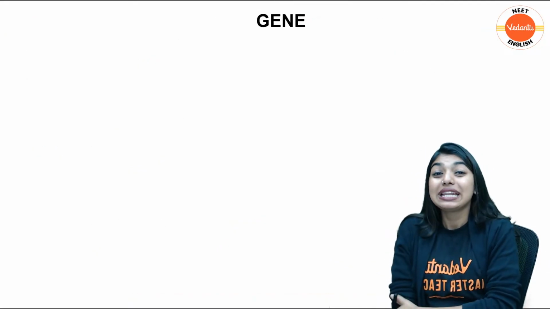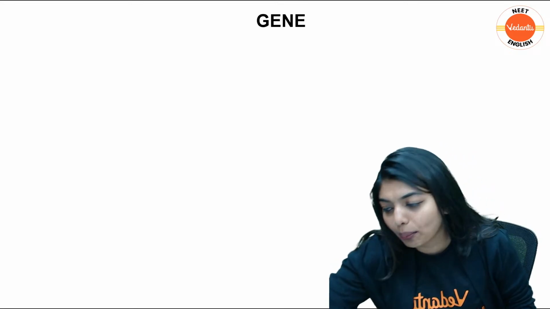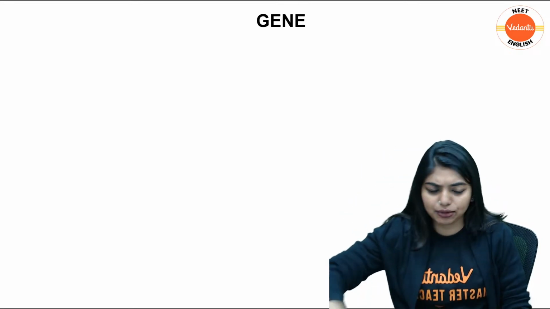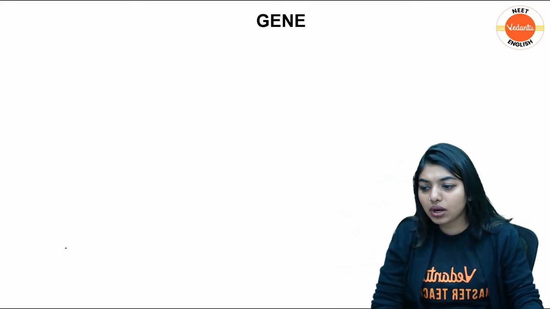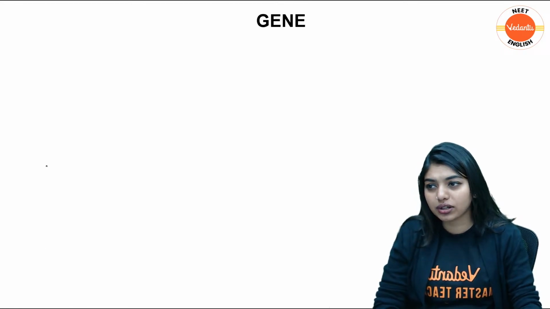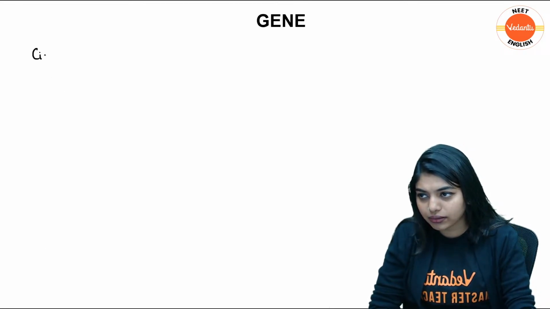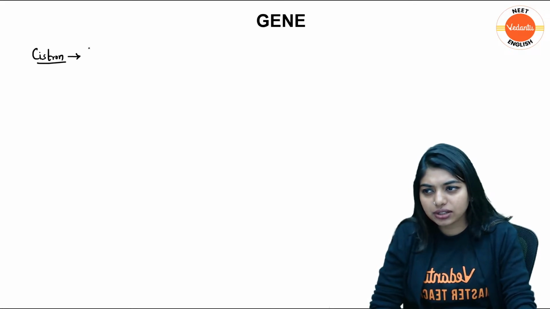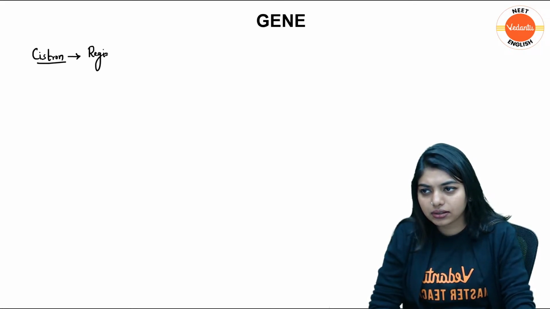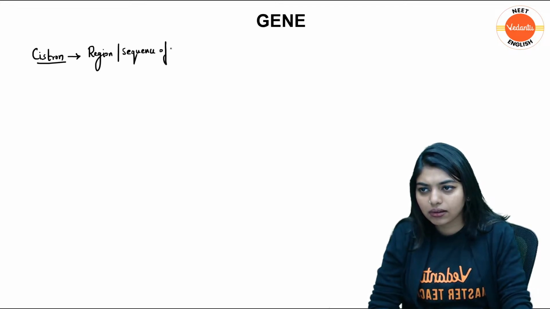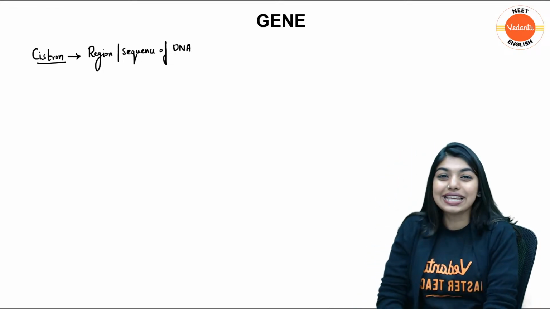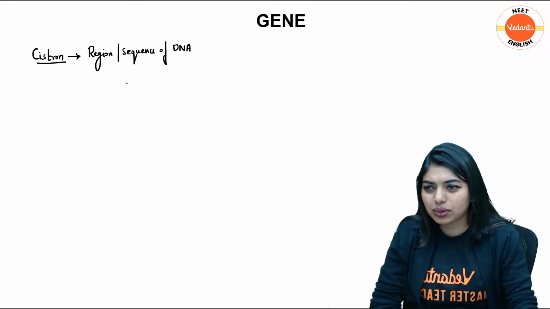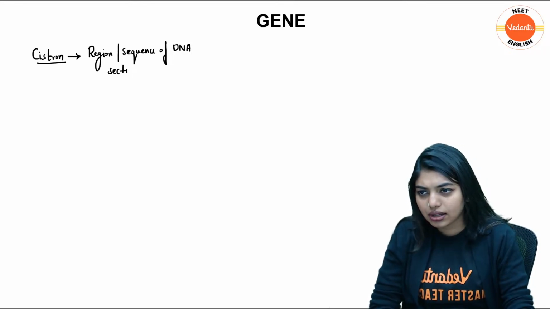Okay, happy. Now, we have to understand something a little complicated, but I will make sure that I make it very easy for you. So in gene, there is a word mentioned in your NCERT called cistron. Okay, there is something called a cistron. Cistron means a small region or a sequence of DNA. A small region or a sequence or a section, any of the words you can use. Okay, a sequence, section of a DNA.